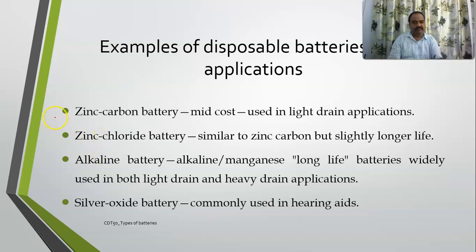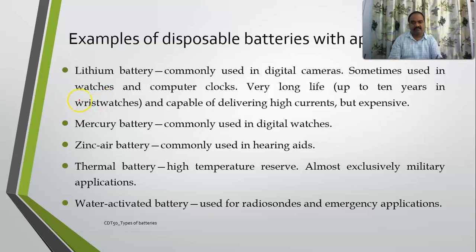I have mentioned a few of them. Maybe these are not in your syllabus, but try to learn these things. I found a big list on the internet, and I'm giving you the list of disposable batteries. See, this is one lithium battery, which is generally used in watches and computer clocks. The advantage of that is it has a very long lifetime. In digital watches, you use a mercury battery. In hearing aids, you use a zinc air battery. And in emergency applications, you use a water activated battery because water is available everywhere. So, these are all disposable batteries.